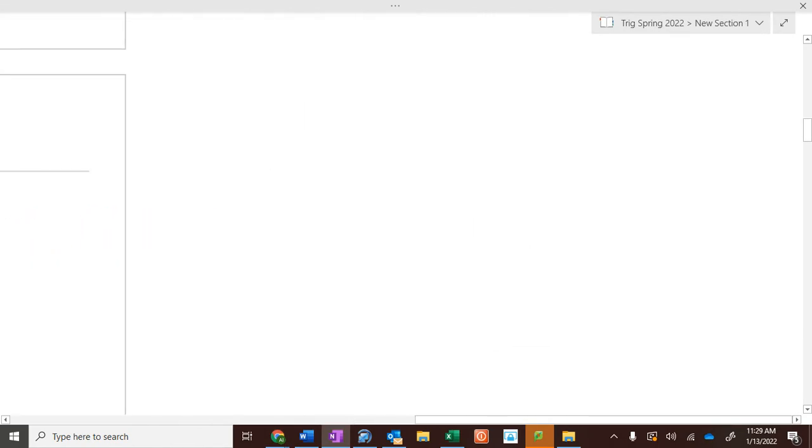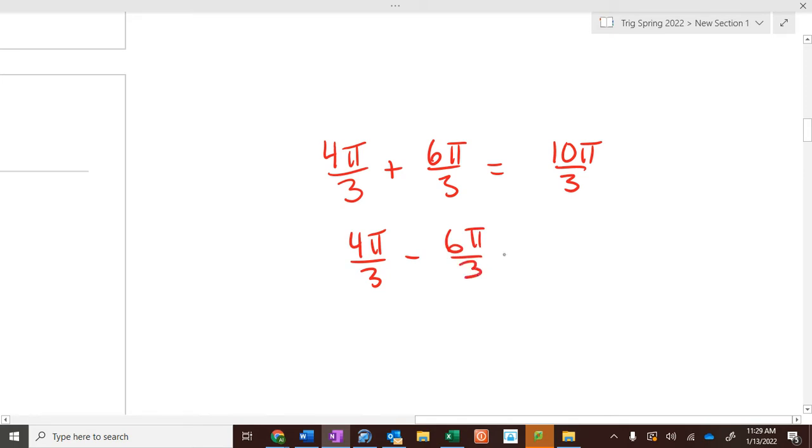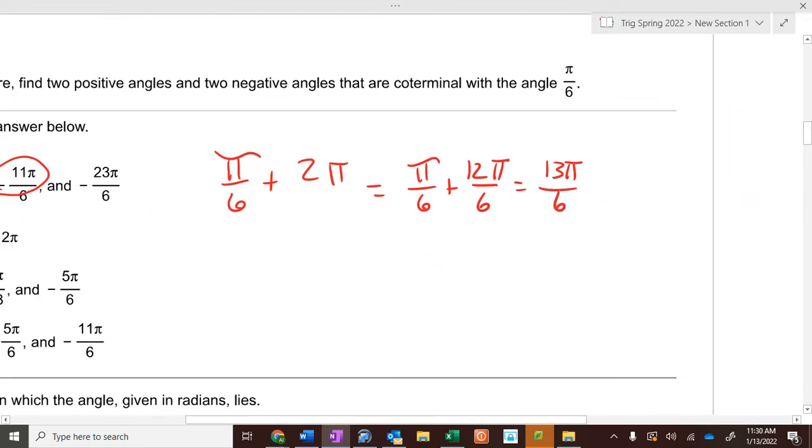Let's say you were given 4 pi over 3. What are two coterminal angles that are coterminal with 4 pi over 3? One bigger, one smaller. So we're going to add 2 pi onto this, which is how many pi over 3? 6 pi over 3, which gives you 10 pi over 3. What's 4 pi over 3 minus 6 pi over 3? Negative 2 pi over 3. Can you do that? Get a common denominator, turn 2 pi into whatever the common denominator is.